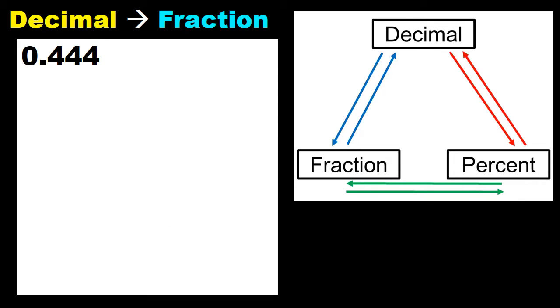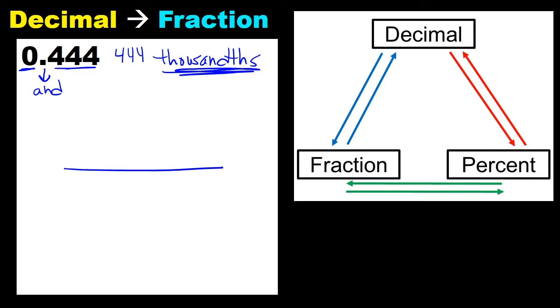So let's try this one. I'm going to read this as 0 for a whole number. The decimal is, and then I have this number here. I have 444 thousandths. And so immediately my denominator is going to be out of 1,000. My numerator here is going to be 444.